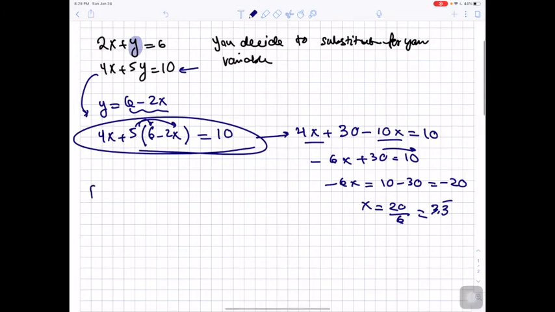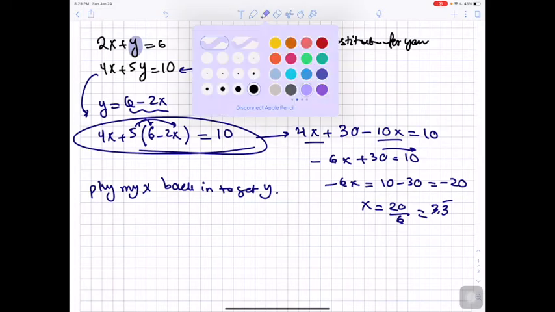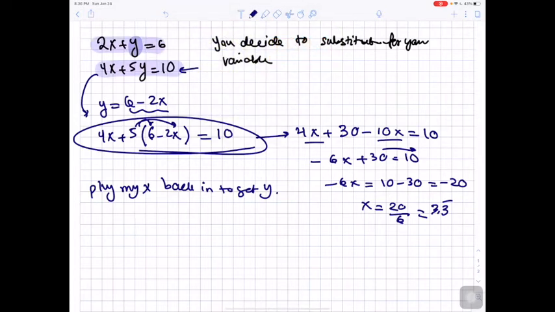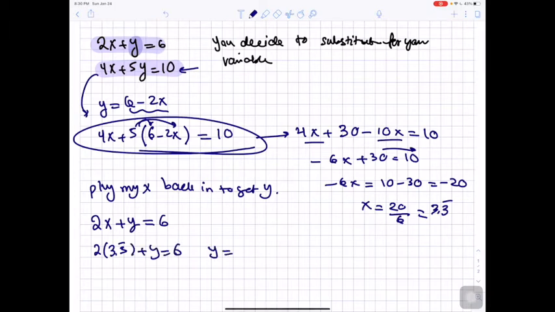I plug my x back in to get y. So I'll choose whatever equation I want. Maybe I can try this one or that one. Well, let me try the first one. Looks a little easier. So I'll say 2x plus y is equal to 6. My x is 3.3, so 2 times 3.3 plus y is equal to 6. Y calculates to give me minus 0.67. Something like that.